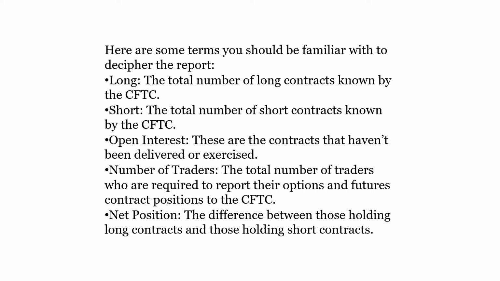You should also know number of traders, which is the total number of traders who are required to report their options and futures contracts positions to the CFTC, and net position. This is the difference between those holding long contracts and those holding short contracts. So if the net position is positive, you know that there are more buyers in the market than sellers, and if the net position is negative, you know there are more sellers than buyers.